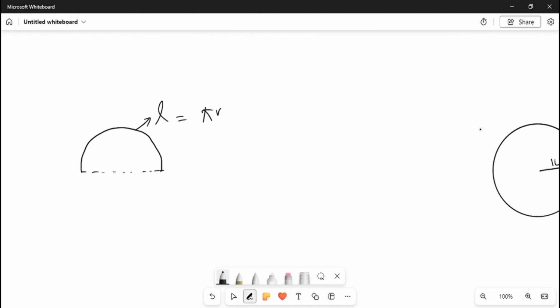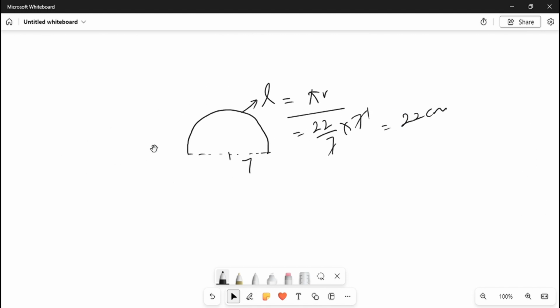If the radius is say 7 centimeter, 22 over 7 into 7. Cancel 7 into 7, 1. 22 centimeter. So if you have a semicircle piece, you can directly use pi r, because full circle is 2 pi r, semicircle is pi r. So this is how we are finding the perimeter of a circle or semicircle. Right. Now let's see how to use this in our mathematical problem solving.